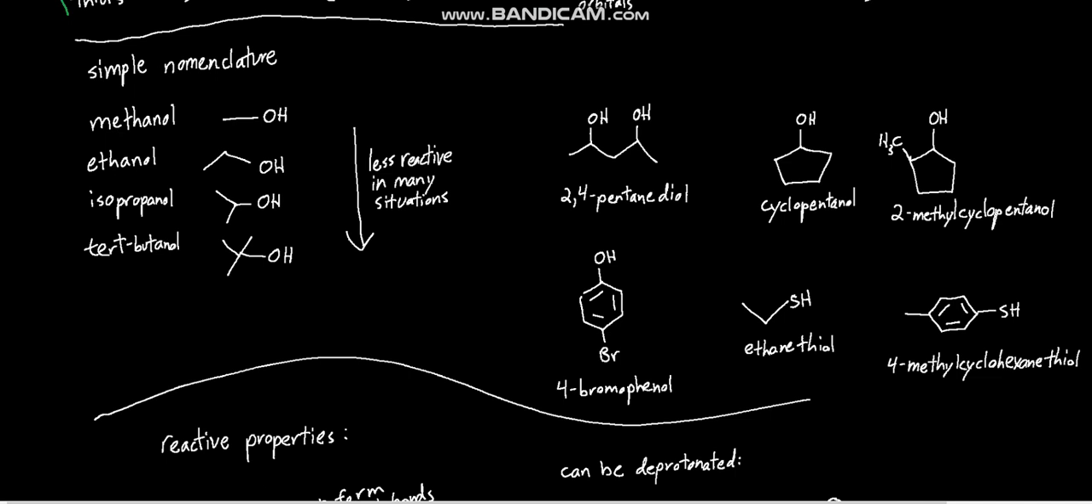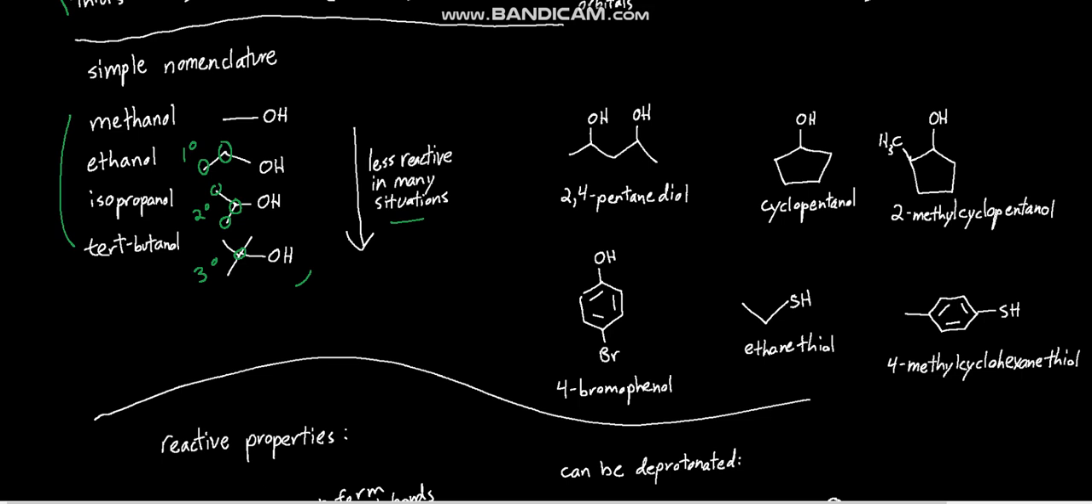Taking a look at some of the simple nomenclature of alcohols, we have these compounds: methanol, ethanol, which is a primary alcohol because the carbon bearing the OH group is connected to only one other carbon, so it's a primary carbon. In isopropanol, the carbon bearing the OH group is connected to 2 other carbons, so it's a secondary alcohol. Tert-butanol is a tertiary alcohol for the same reason. As you go in this direction, they're less reactive in many reaction scenarios. There's always exceptions.